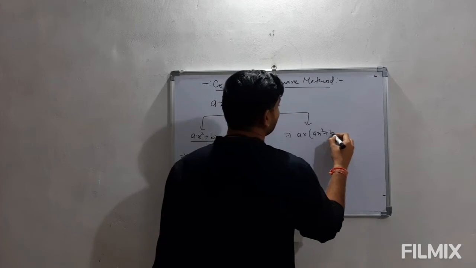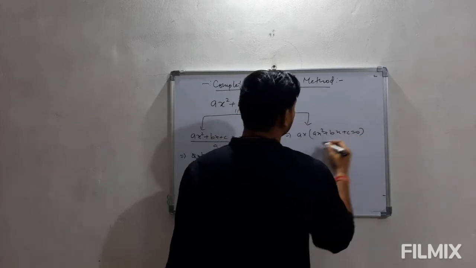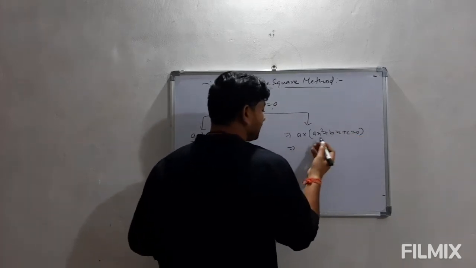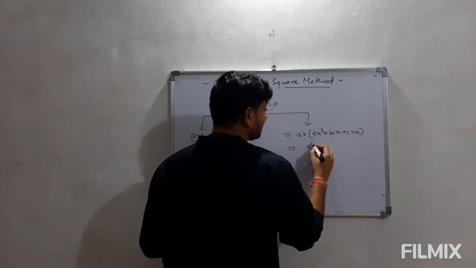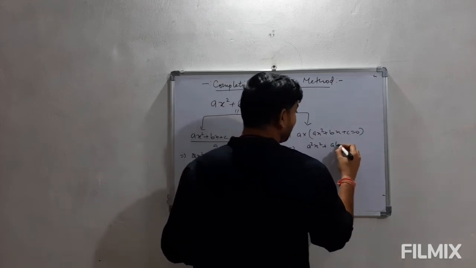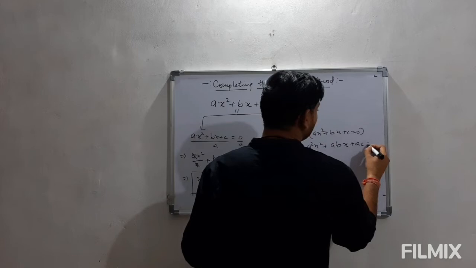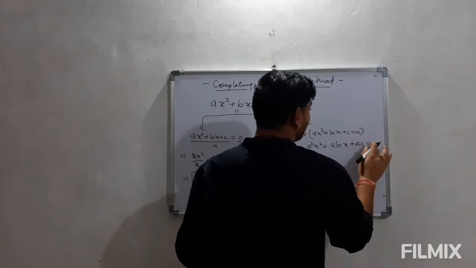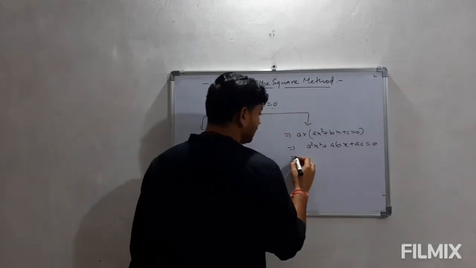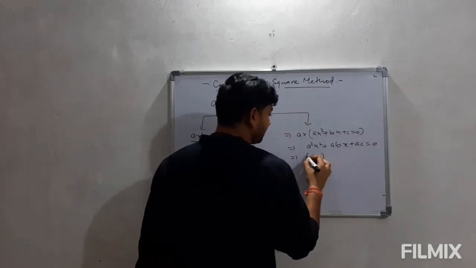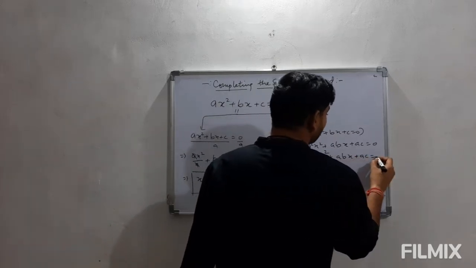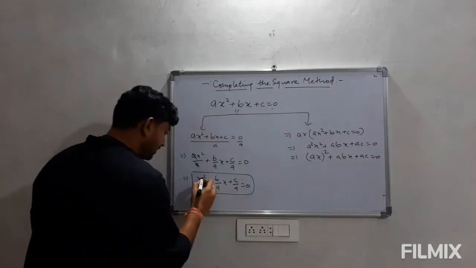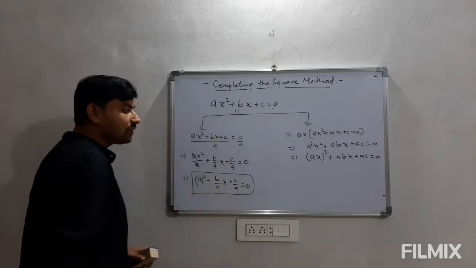ax square plus bx plus c is equals to 0. If we multiply whole equation with a, what we will get? Here we will be getting a square x square plus abx plus ac is equals to 0. A into 0 is nothing but 0. Here we can write ax whole square plus abx plus ac is equals to 0. Here this can be written as x whole square.